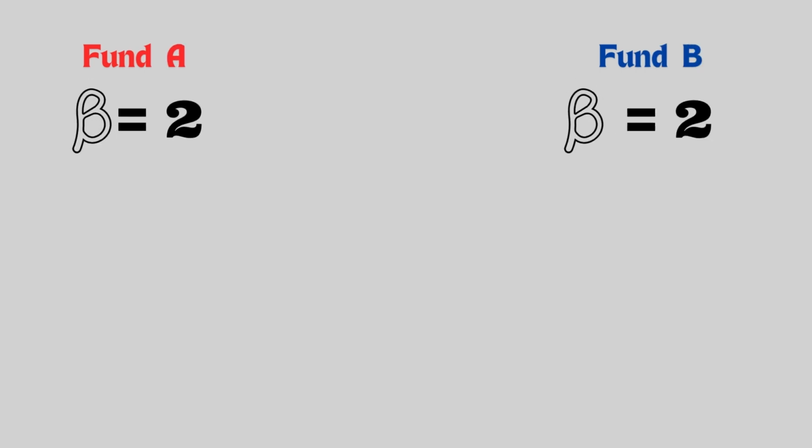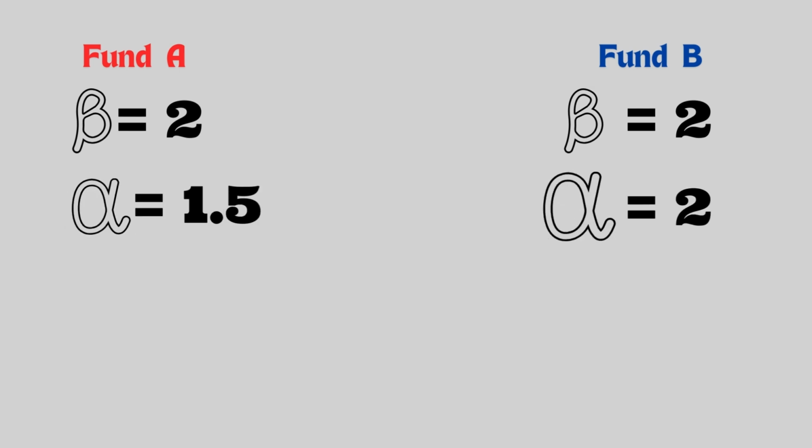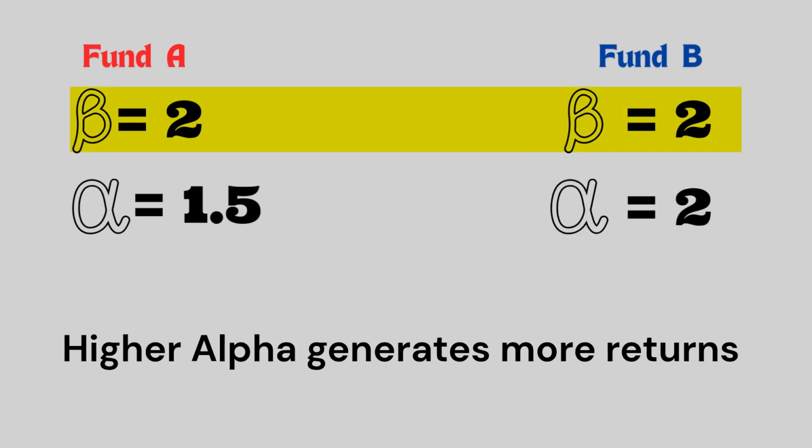Now let's understand this with an example of 2 funds, A and B. Both the funds have the same beta but different alpha. From the numbers, we see that since the risk is the same for both funds, the returns for fund B are more, hence it's better to go with fund B.